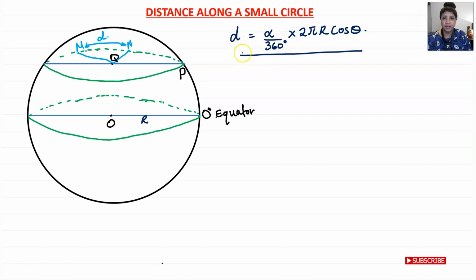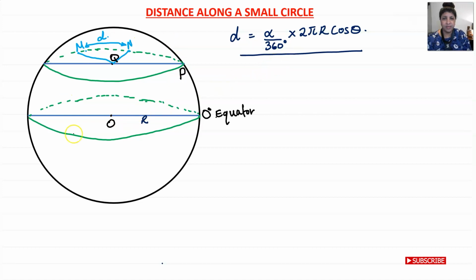So I was referring to this formula where you find distance between 2 points on the same latitude, and then you may wonder, I don't really understand what is alpha, which one is alpha, which one is theta, where did this r cos theta come from, where does 360 come from? Okay, I'm going to explain it all to you now.